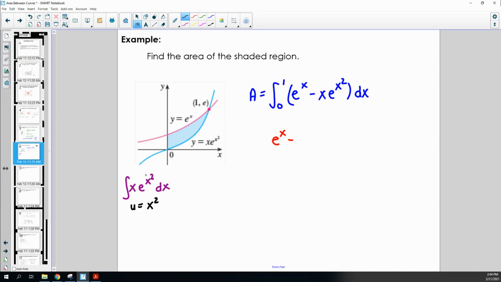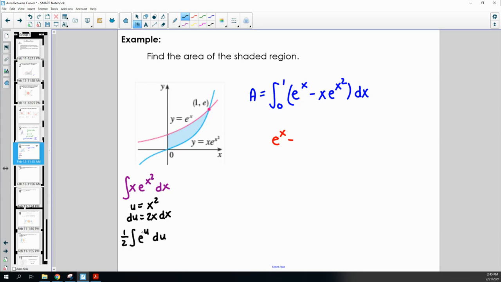That's my innermost function here. So my du is going to be 2x dx. And I can see that I have the x dx, but I don't have the 2, but that's fine. So I'm going to pull out that 2 by dividing it. So I'll have 1/2 the integral of e to the u du.